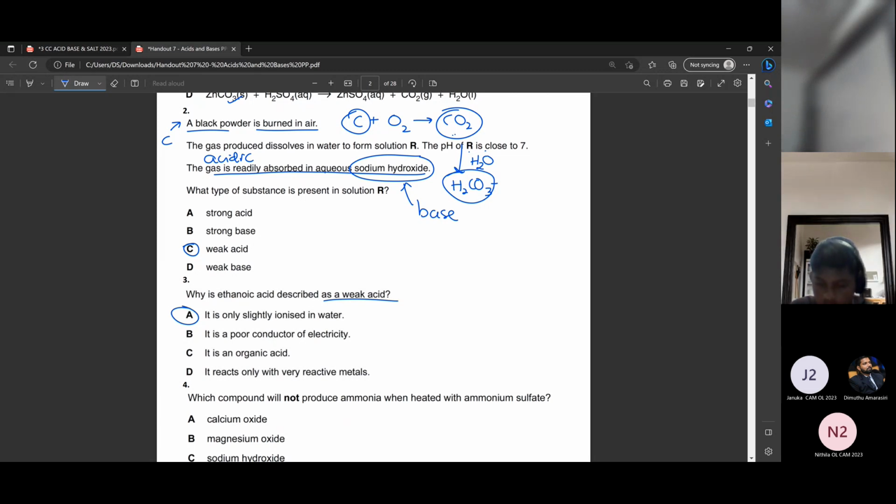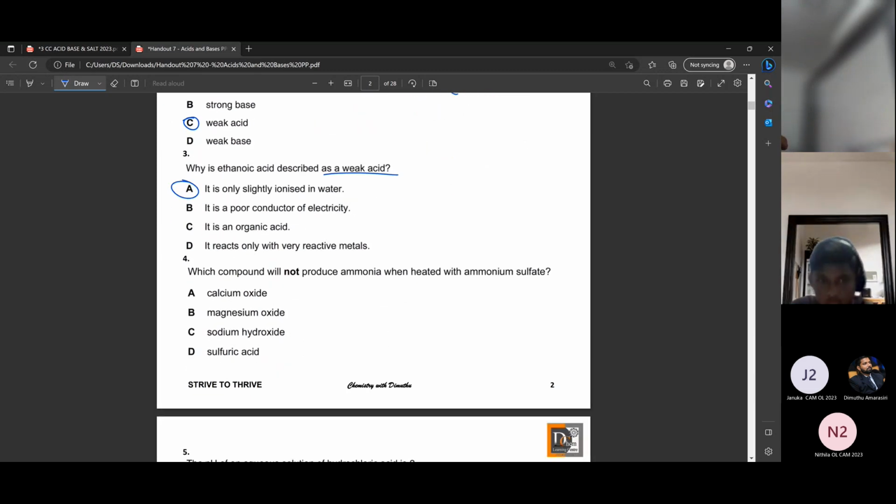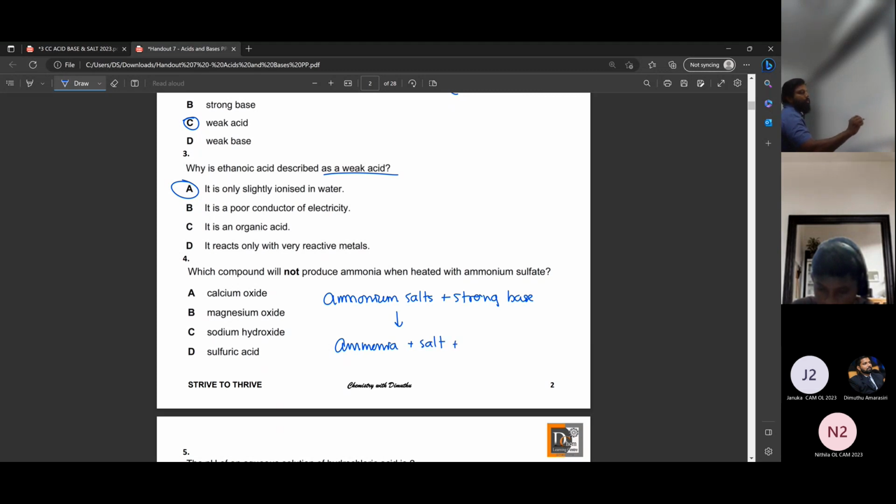Right? Next. Which compound will not produce ammonia when heated with ammonium sulfate? This is a reaction. We did it under bases, right? And what is the general reaction for this? Ammonium salts react with what? Strong bases, yes, to give ammonia, salt and water.